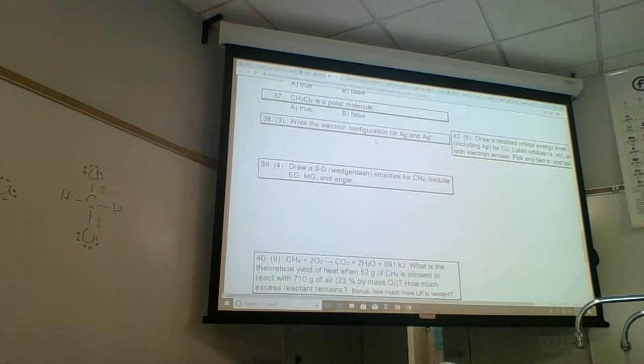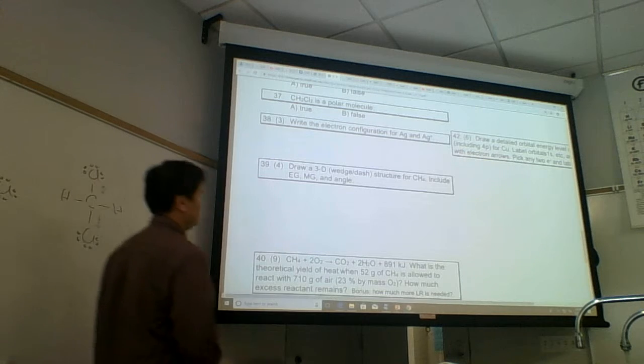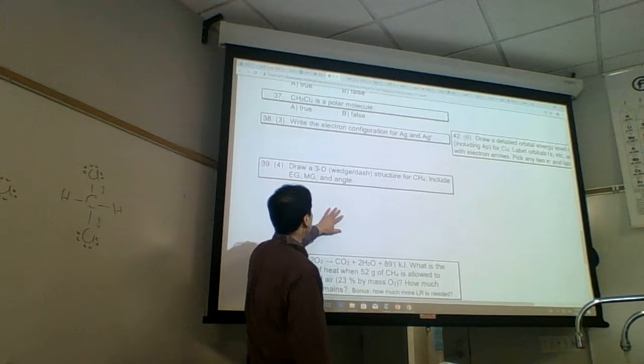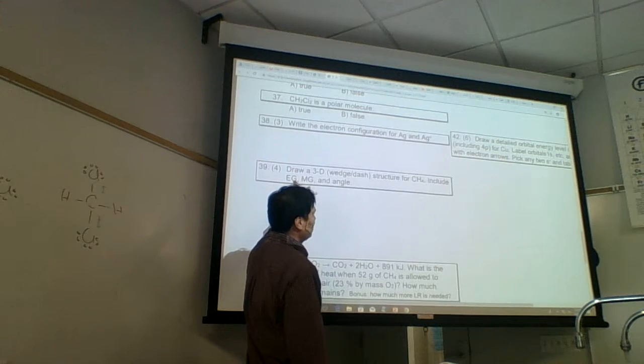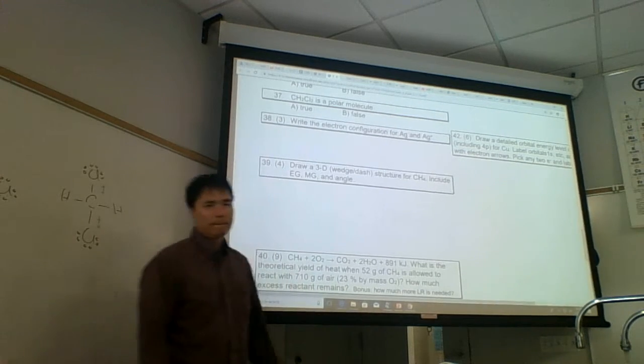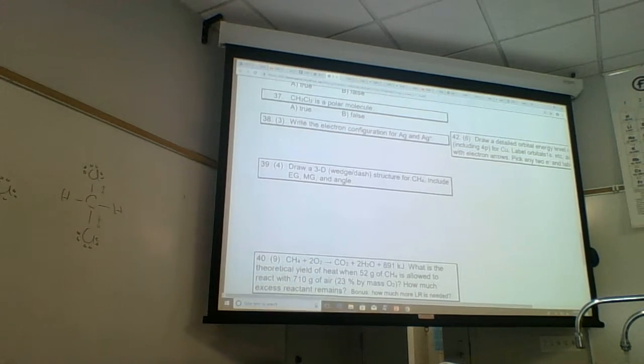39, draw a 3D structure for CH4. I expect everybody to be able to draw this structure. What is that structure? CH4 has what shape? Tetrahedral. So, do you guys know how to draw a tetrahedral on paper? Okay, good. But what would the EG be? MG? An angle? Yeah. That's it.